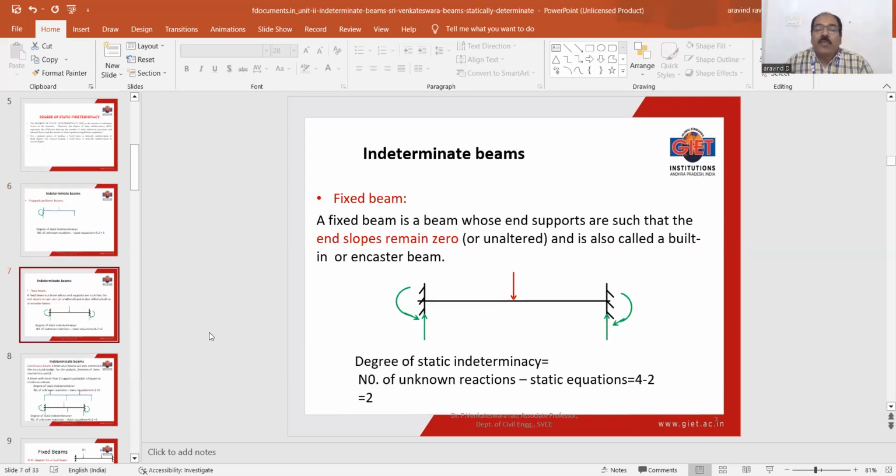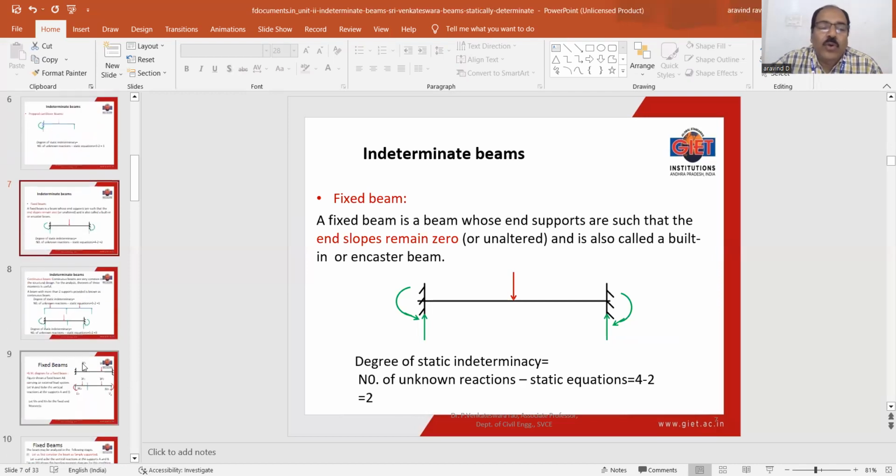Similarly, for a fixed beam also, at a fixed support, the number of unknowns is 3. One is the vertical reaction, the horizontal reaction, and a moment is also there. Therefore, by omitting the horizontal reactions, the total number of unknowns at both the fixed supports is 2 plus 2, 4. 4 minus 2 is equal to 2. Therefore, the degree of static indeterminacy of a fixed beam is equal to 2.